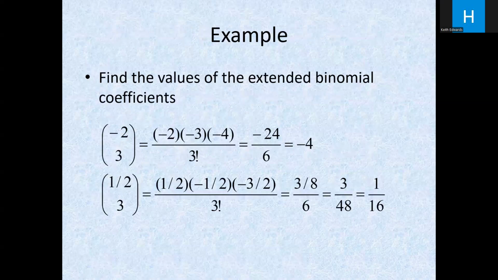So you can do things like, what is the value if you have minus two things and you need to choose three? Well, with these extended binomial coefficients, you can actually solve that problem. And it turns out there's minus four ways to do this. If you have 1/2 thing and you need to choose three things from that, there are 1/16 ways to do this. So they're kind of nifty in that it will give a value to something that ordinarily wouldn't have a value, but it doesn't quite have the real world correspondence that we saw back in CS141.